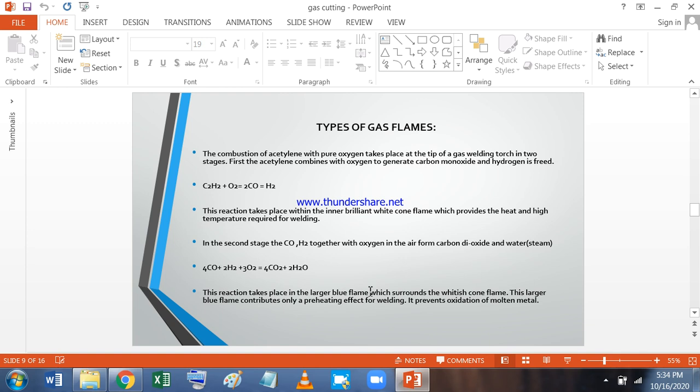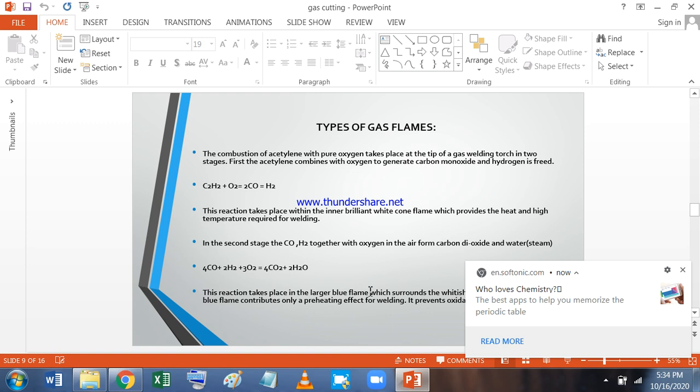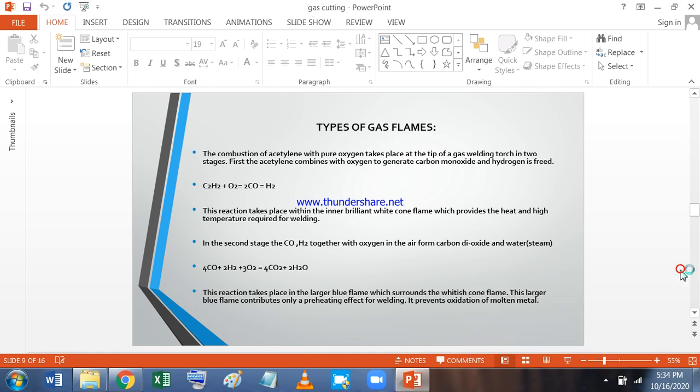In the second stage, the CO and H2 together with oxygen in the air form carbon dioxide and water. So this is 4CO plus 2H2 plus 3O2 gives you 4CO2 and 2H2O. This reaction takes place in the larger blue part of the flame, which surrounds the welding cone flame. The larger blue flame contributes only a penetrating preheating effect for the welding. It prevents oxidation of the molten metal.